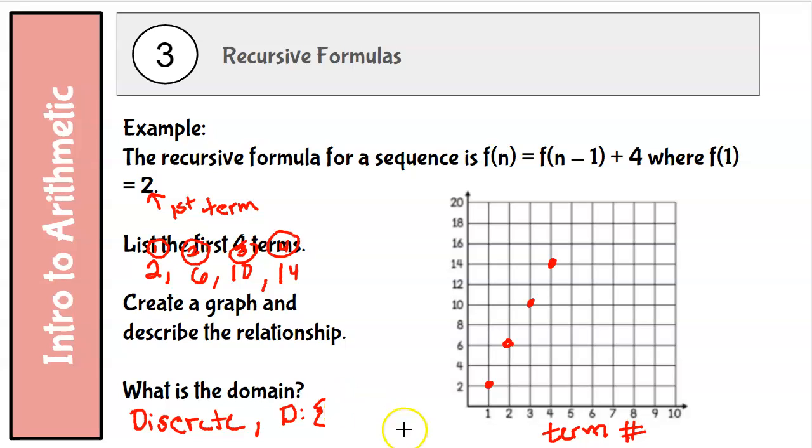Just clarifying, it's not all reals because it's not the decimals. It's not all positive numbers, again, because it's not the decimals. It's all positive integers. Another way of saying that is all whole numbers. All whole numbers.